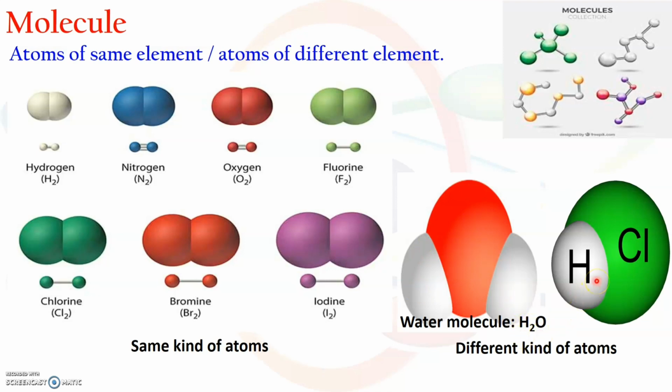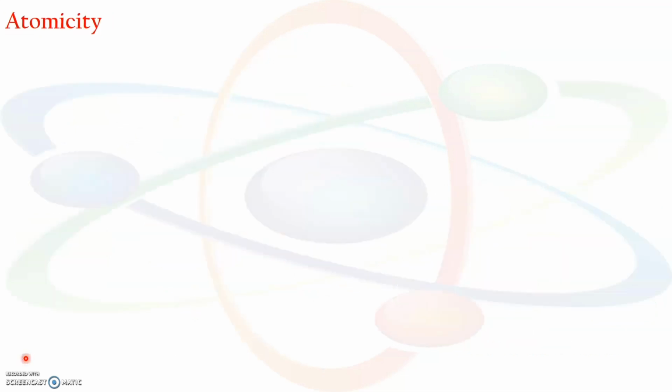Likewise, in the case of hydrogen chloride, which we have already seen, one atom of hydrogen combines with one atom of chlorine to form a molecule of hydrogen chloride. Now, do you all remember what you have learned in your class 6 about atomicity? We will now go on to see what is atomicity.